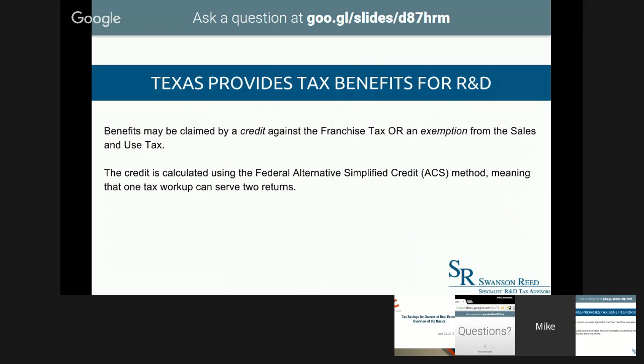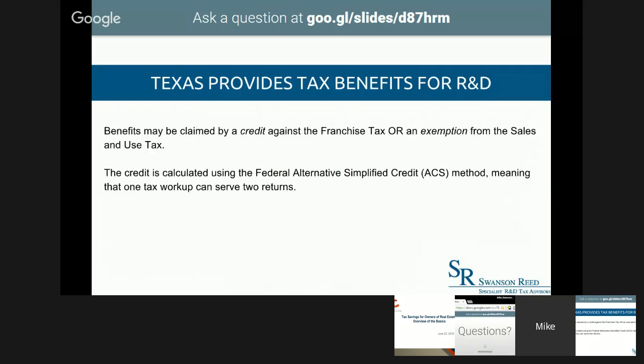Okay, Texas. Texas provides R&D credits. Now you get a choice. You can either file the credit against your franchise tax, actually, to be more specific, up to 50% of your franchise tax, or you can take an exemption from the sales and use tax. Now, what would guide your decision on this is, for example, let's assume that you're buying a lot of equipment and you're going to have very large sales and use taxes to pay. So it might be more advantageous to take an exemption from the sales and use tax. Under most circumstances, people elect to take the credit against the franchise tax, actually up to 50% of it.